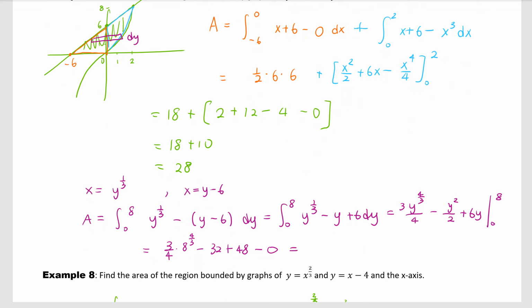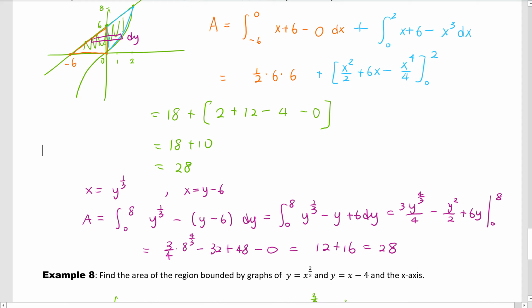Such a beautiful number. So cube root of 8 is 2. 2 to the 4th is 16. 16 and 4 cancel, we get 4 on top. 3 times 4 is 12. So 12, 48 minus 32 is 16. So 12 plus 16, 28. You see, we have the same answer and it makes sense.